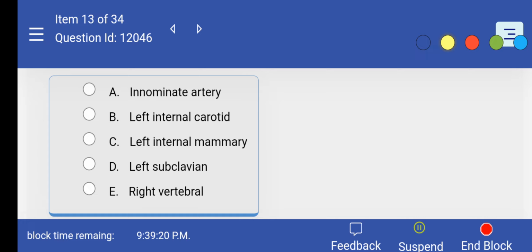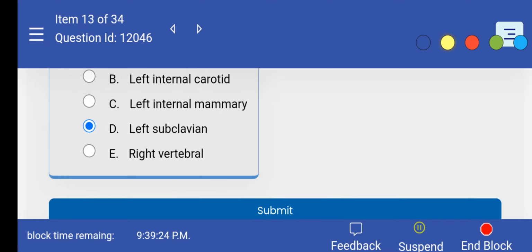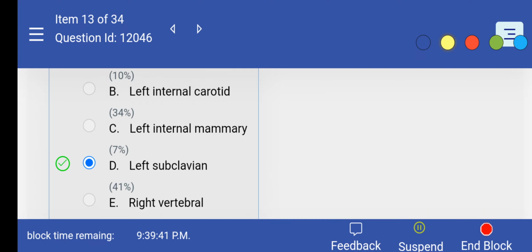The correct answer for this question is left subclavian artery, because this is an example of left subclavian steal syndrome. We will talk about this.